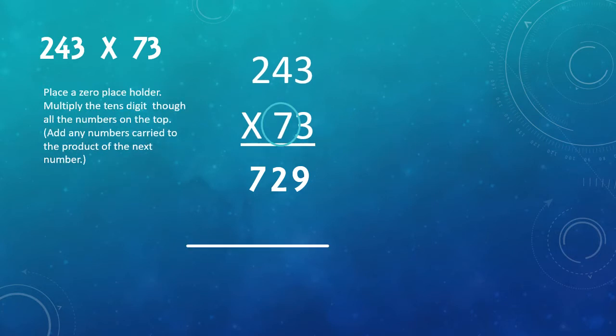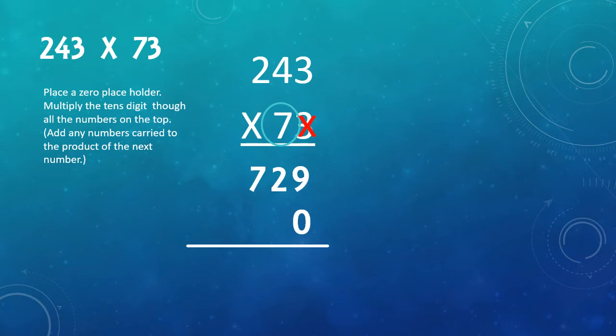We've now carried the 3 through all the numbers at the top. So I want to erase anything that I regrouped at the top. And one strategy that I find helpful is to place an X over my 3 when I place my 0 placeholder. Now I want to multiply the 10 digit through all the numbers at the top.